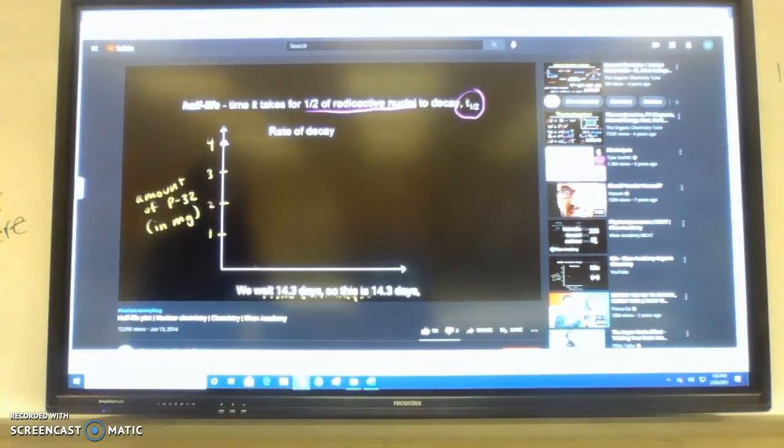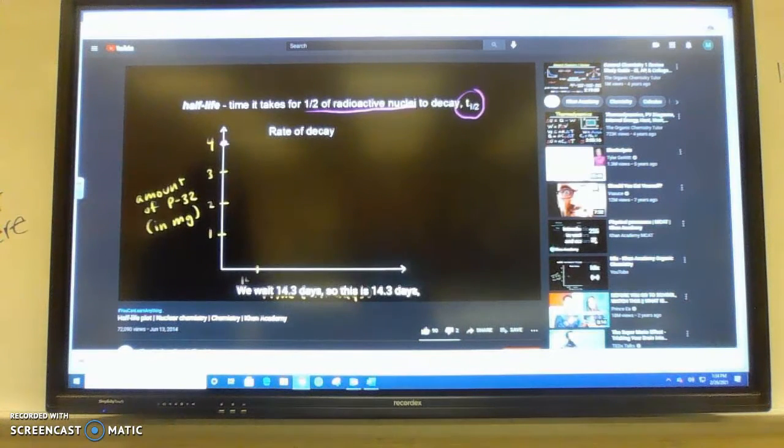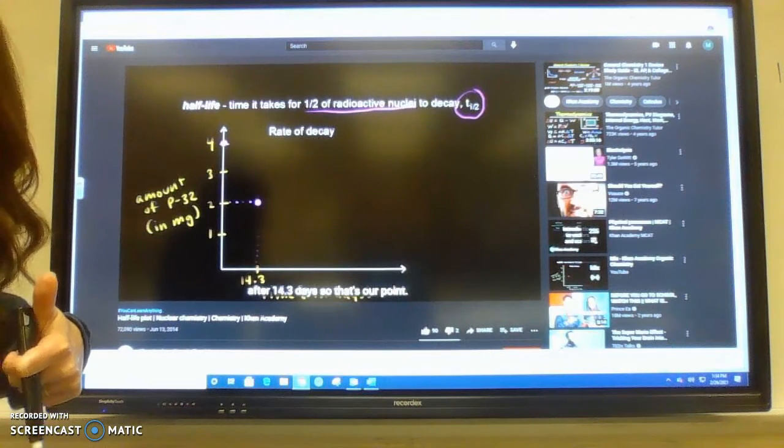So we wait 14.3 days. So this is 14.3 days, and half of our sample should be left. So what's half of 4? It's of course 2. And so we can go ahead and graph our next data point. So there should be 2 milligrams left after 14.3 days. Easy peasy.